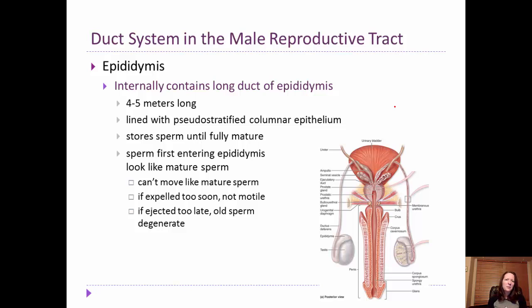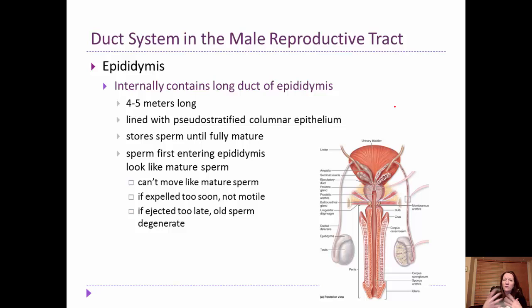What happens in the epididymis is that the sperm are basically going to mature here. They finish the whole process of spermiogenesis in here, and their flagellum is going to finish developing. Whenever they first enter the epididymis, they look like mature sperm, but they can't move like mature sperm. By the time they leave the distal portion, the end of the epididymis, they are going to be able to move. They are motile after this.